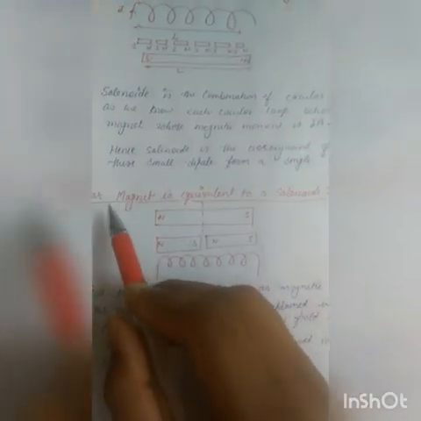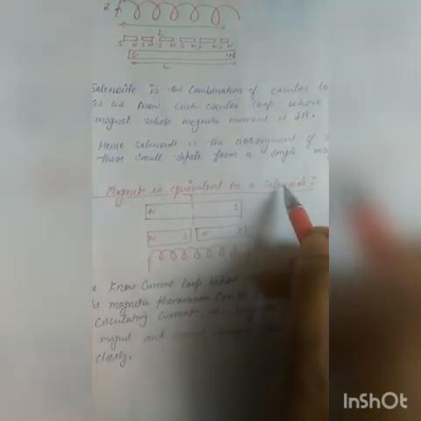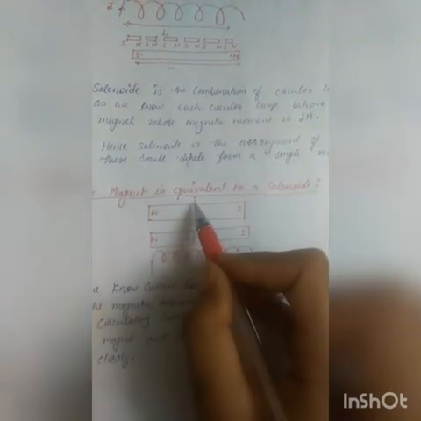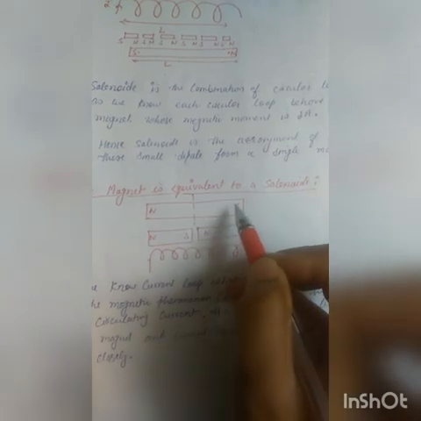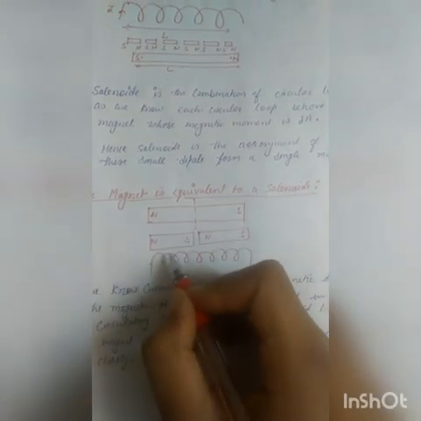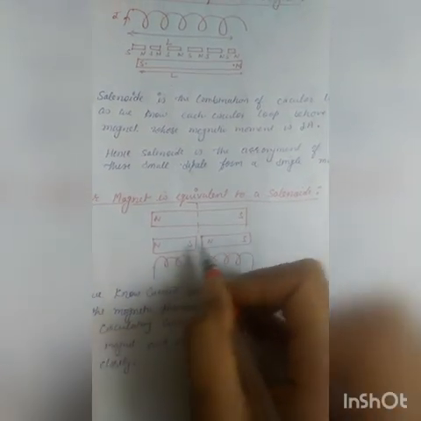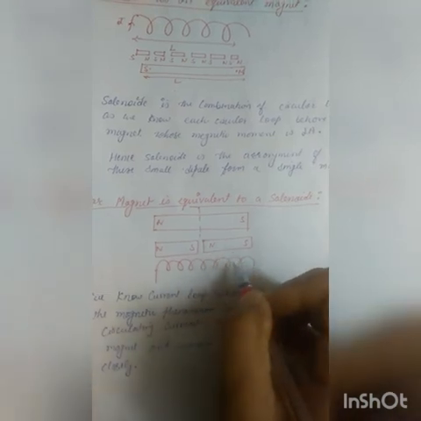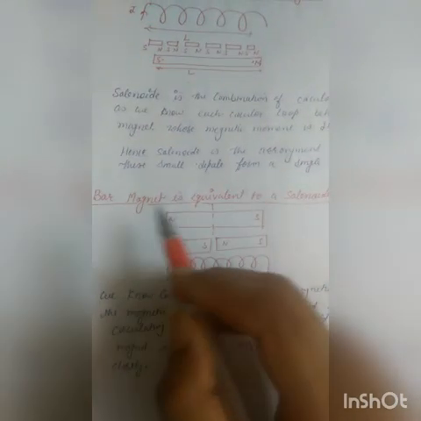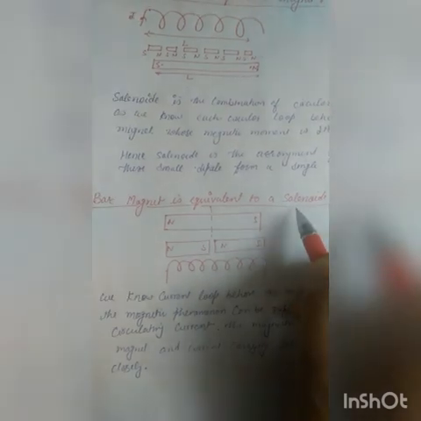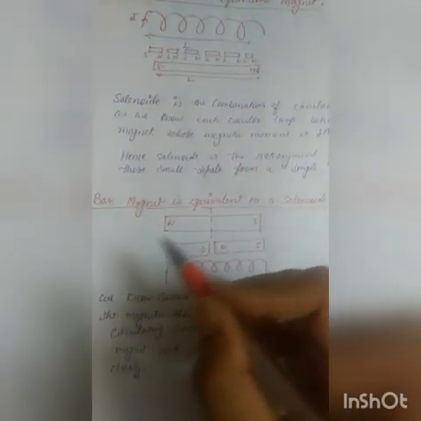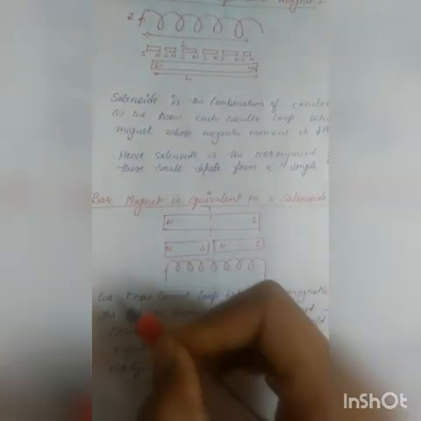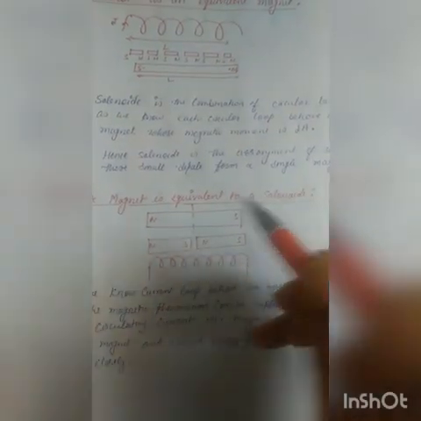Next we have the bar magnet as equivalent to a solenoid. When we divide the bar magnet into small portions, each is equivalent to a circular loop, and hence the combination of circular loops behaves as a solenoid. Thus a bar magnet behaves as a solenoid. Moreover, the magnetic lines of force of the bar magnet are similar to those of the solenoid. So these two are equivalent.